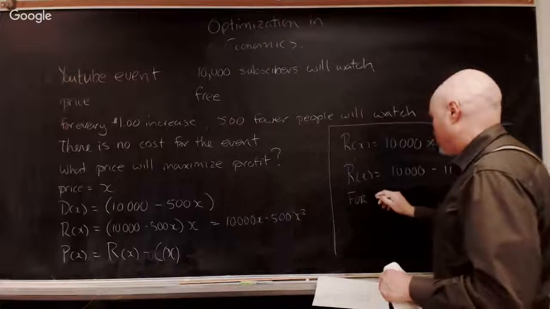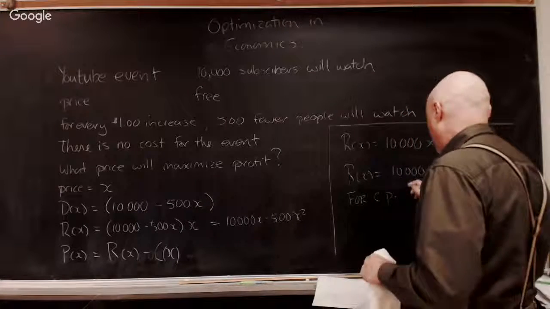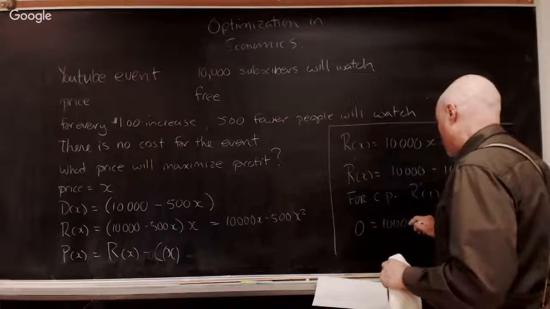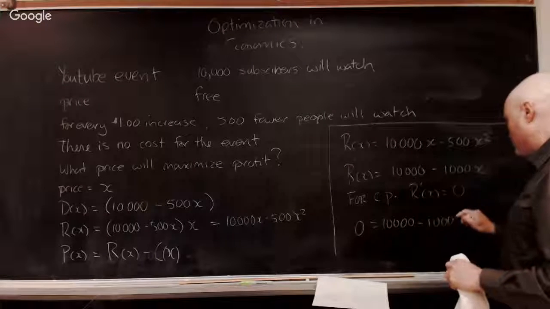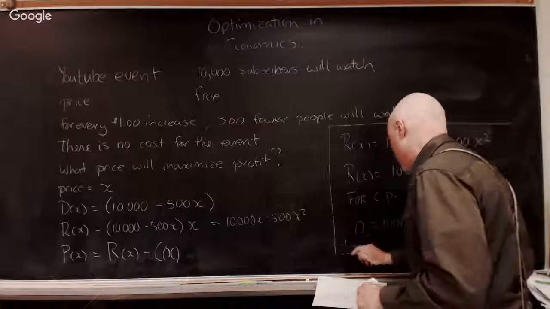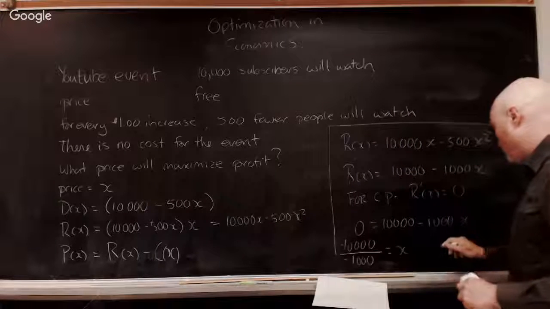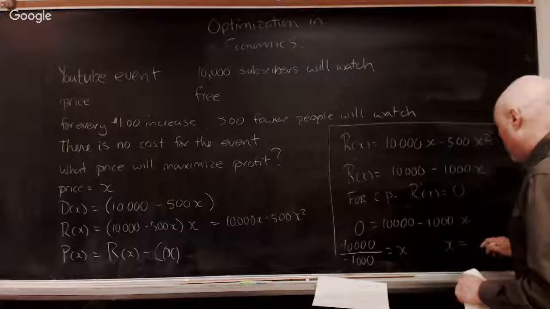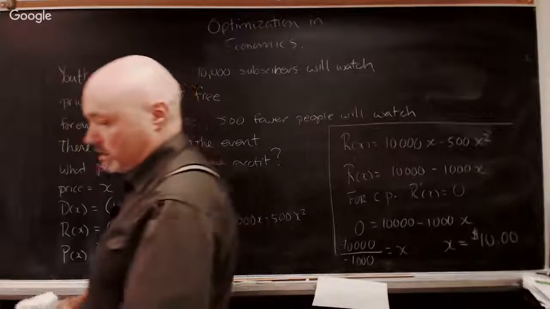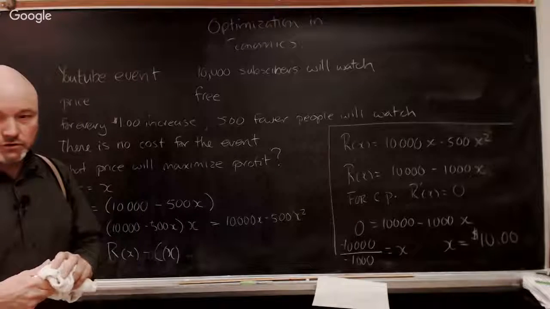So for a critical point, and this is continuous everywhere, there's no weirdness to it, I'm going to set the derivative equal to 0. So 0 is equal to 10,000 minus 1,000x. And if I do the math here, 10,000 divided by 1,000 is my x. And so basically, wow, x is equal to 10. And this is dollars. So I should charge $10 for my YouTube event in order to maximize profit.